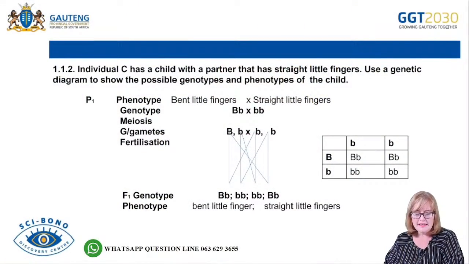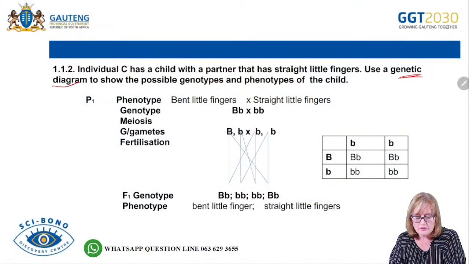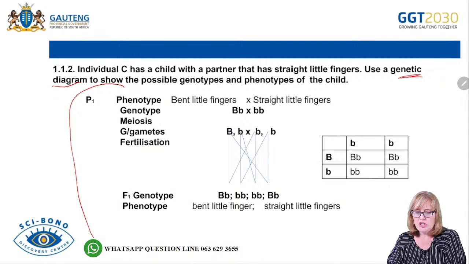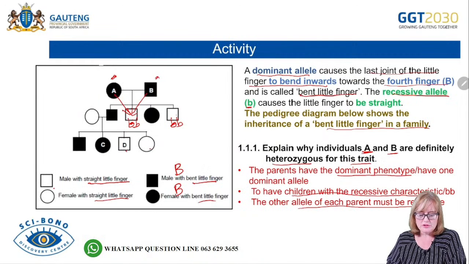All right, now in this next question, they're asking: individual C has a child with a partner that has a straight little finger. What's the straight finger? Recessive. Remember? Use a genetic cross to show the possible genotypes and phenotypes of the child. Now, I'm just going to go back to the question here. Where's C? Yeah, that is C.